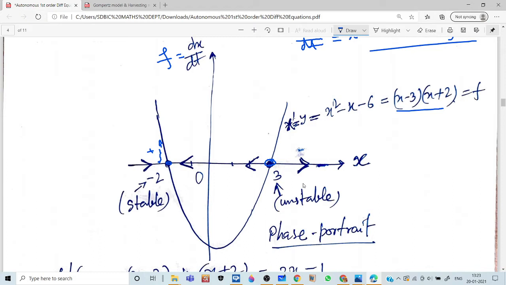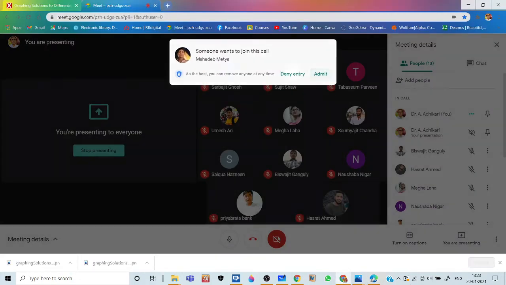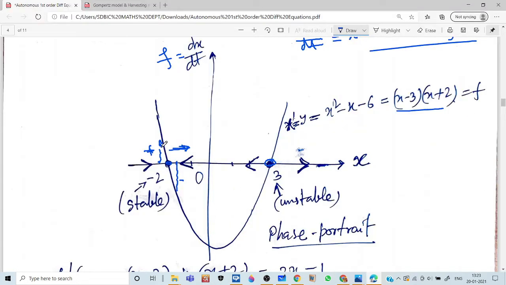So as x increases, at this point f(x) goes downwards. So this is negative. So f(x) changes from positive to negative across this point, and f'(x) is negative. So this is the stable equilibrium, and in this case we draw the arrow in this direction, towards -2. This is the stable equilibrium point.